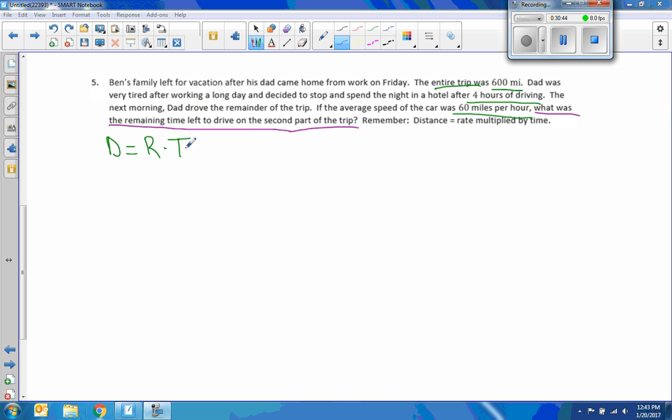Okay, so let's just try solving for t. We're talking about time, right? Miles per hour. What was remaining time left to drive on the trip? So let t equal time remaining on the second part of the trip. Time remaining on the second day.